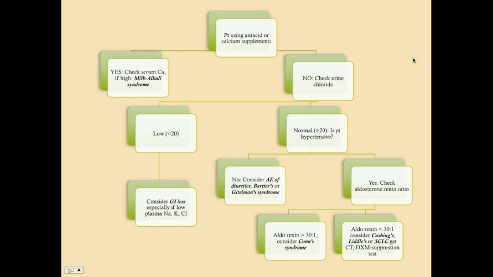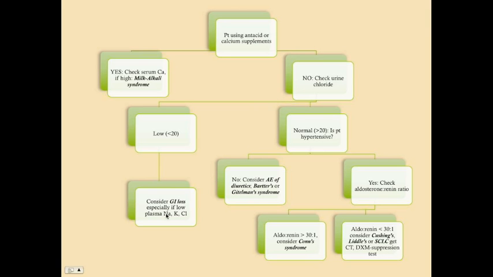If no, then you should check the urinary chloride. Remember, if you have a low urinary chloride, or if you have a history of vomiting, then you probably are going to have GI loss. Sodium, potassium, and chlorine are going to be low in these patients. That may be another way that the USMLE tips it off for you. If they have a normal urinary chloride, or you're not thinking GI loss, then you ask yourself if the patient is hypertensive.